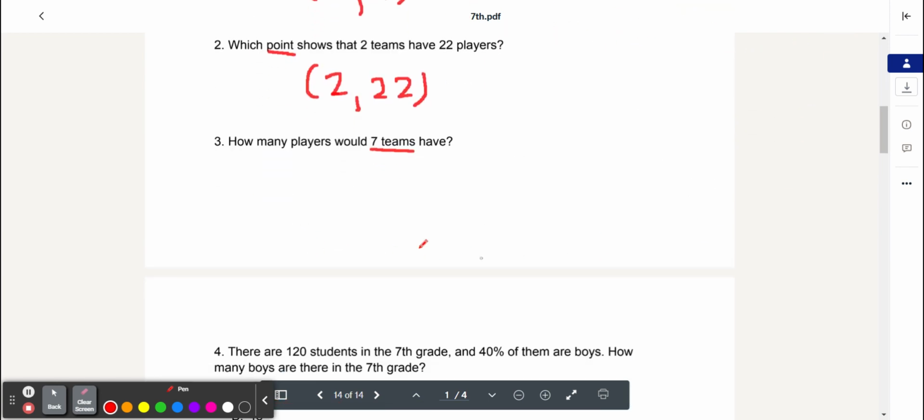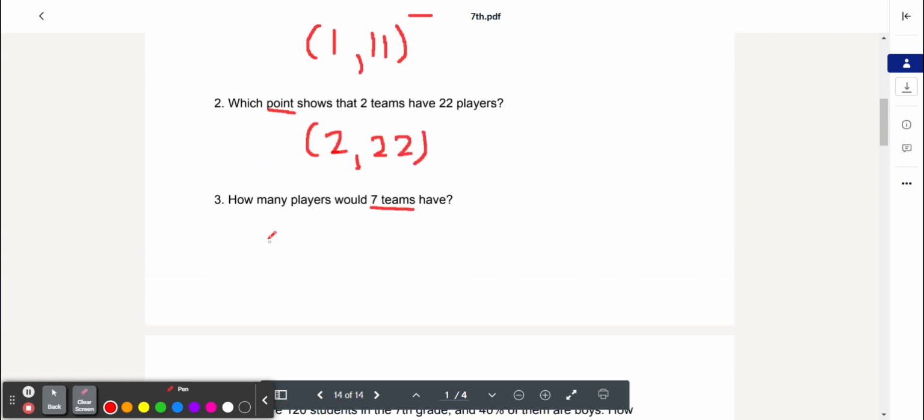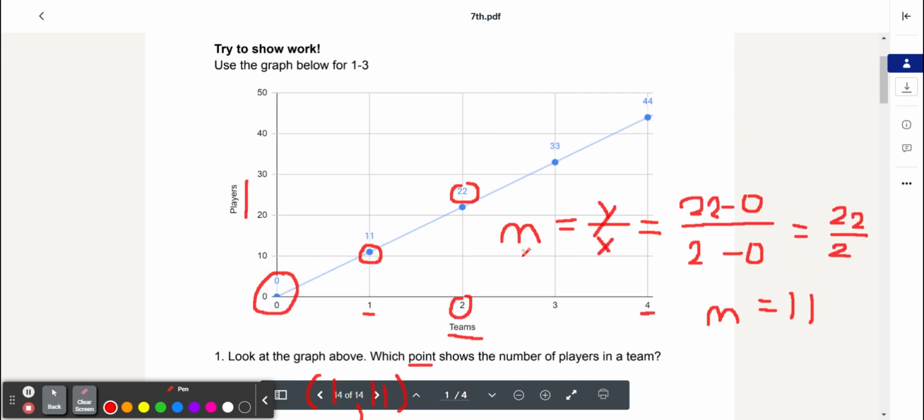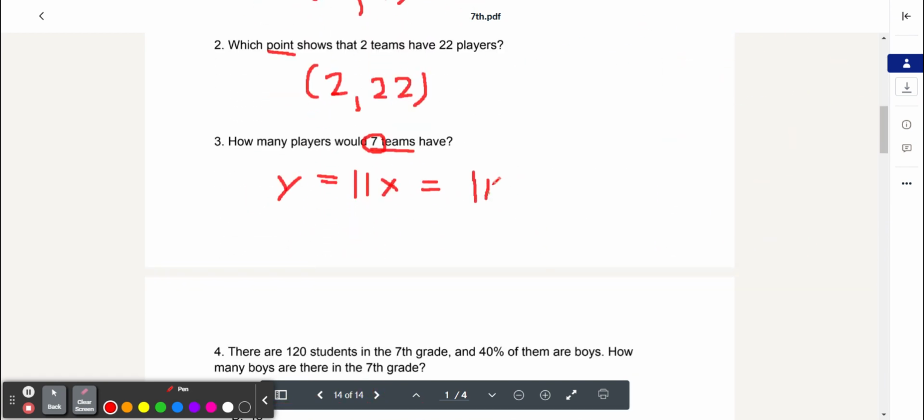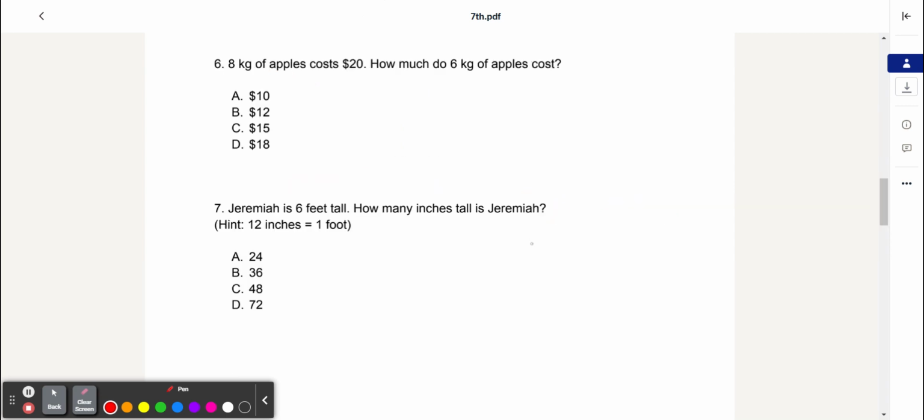So using this, we have an equation where y equals m times x, and our m is 11. Then we know that we want to find it for 7, so we plug 7 in for x, because if you remember, x is the number of teams. And then we get 11 times 7, which gives us 77. So 7 teams would have 77 players.